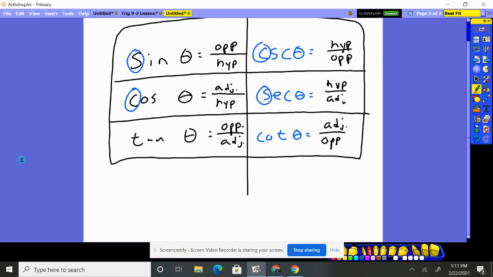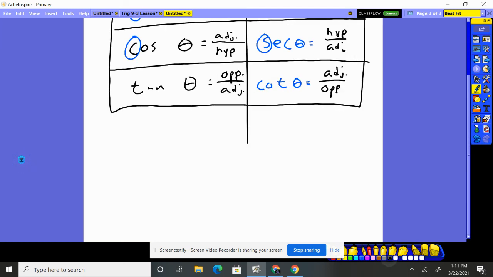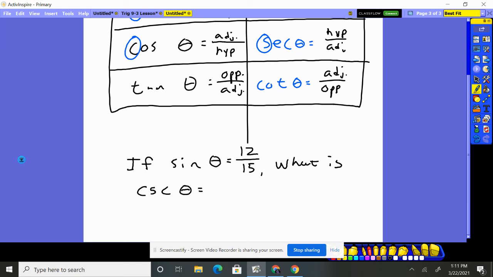So let's just say that we said this. Let's say I say, I don't know, if sine of theta equals 12/15, what is the cosecant of theta? Well, the cosecant is simply the reciprocal of sine, so it's what? 15/12. This was a question.